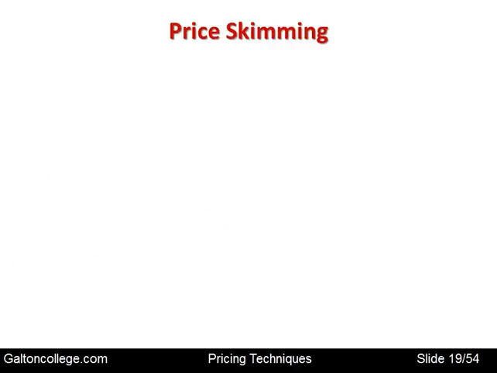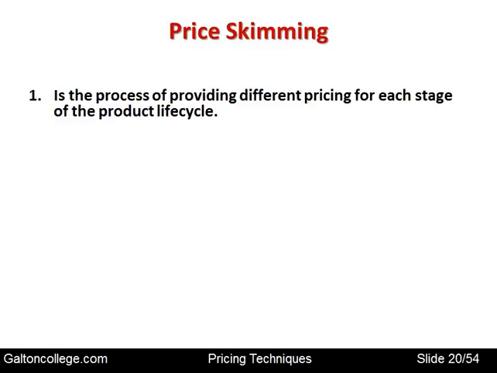Next we have price skimming. This is the process of providing different pricing for each stage of the product life cycle. Well, the product life cycle starts with the penetration into the market, then it's the growth phase, then it's the maturity phase, and then it's decline. These are the different stages in the product life cycle. Well, this view of pricing depends on which stage of the product life cycle the company is in, or the product is in.